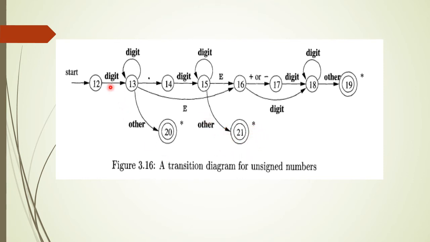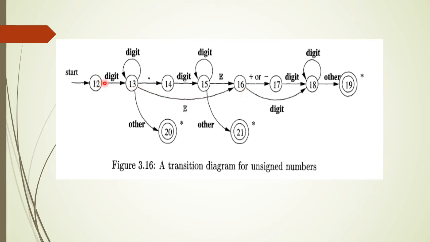Then if the unsigned number is a digit followed by an exponent part, like 10 into 10 to the power of 10, or 10 into 10 to the power of 20, that is satisfied with this path: digit 1, 0, exponent part, then digit, and then it will end up with the final state, state number 19. So this is a whole number followed by an exponent part.